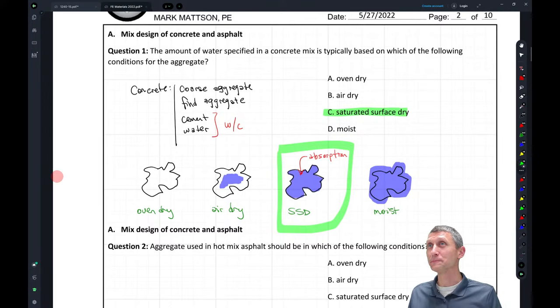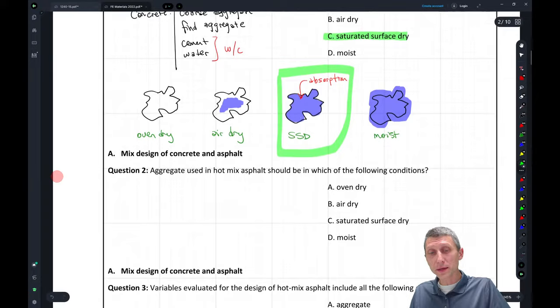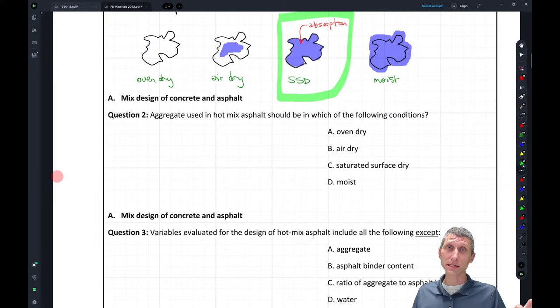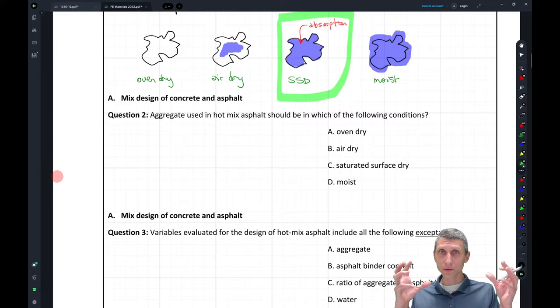Okay. So hopefully the saturated surface dry condition makes a little bit of sense, but also hopefully it makes a little bit of sense when we come down and start looking at hot mix asphalt. Because what do we want with hot mix asphalt? Well, we want the stone to soak in that asphalt. We want the stone to soak in that tar, the bitumen, the stuff that sticks it all together, right? So we want to drive all the moisture out.